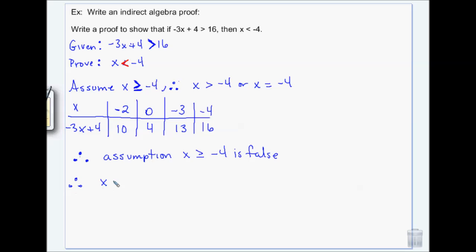Therefore, x is less than negative 4. That's how we were able to prove it. We said, if x is greater than or equal to negative 4 and we pick all these values and test them, it doesn't work. Therefore, it's false. So that means what we were trying to prove is true, because the opposite of it was false.